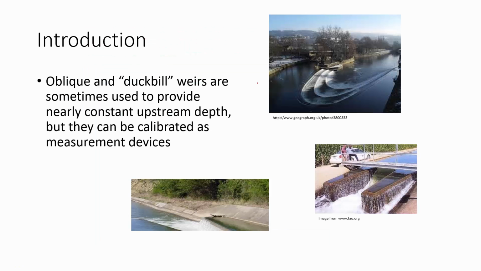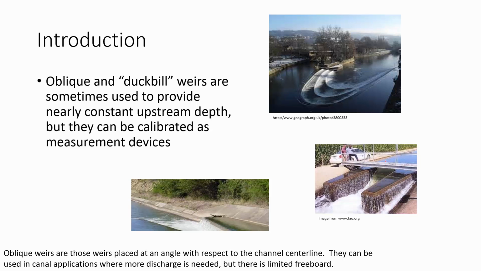I want to point out some of the weirs that you might see sometime in your future. Buckbill weirs are usually used to provide a constant upstream depth, like in this case, and they're generally not used as flow measurement devices, but they can be calibrated as flow measurement devices. That is important to know: if you use them to measure flow rate, they have to be calibrated.